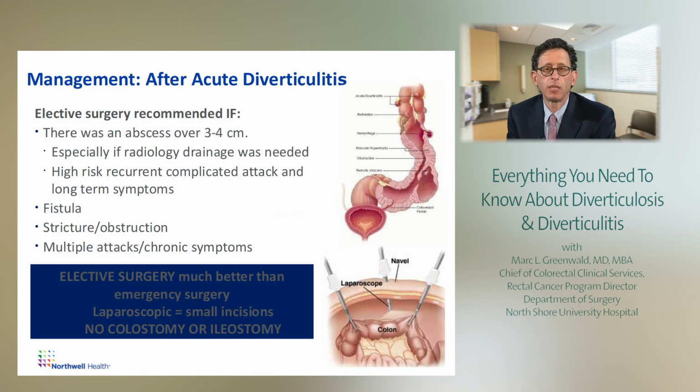Now, we obviously don't like emergency situations, and it's much better for the patient as well if we can avoid them. So we drain those abscesses when we can. The problem is that if you have an abscess that needs to be drained, and it's more than 3 to 4 centimeters, your risk later on of having ongoing problems with diverticulitis, recurrent episodes, chronic symptoms are very high. And it is a standard recommendation that if someone has had an abscess drained because it was big, that they do get an elective procedure.